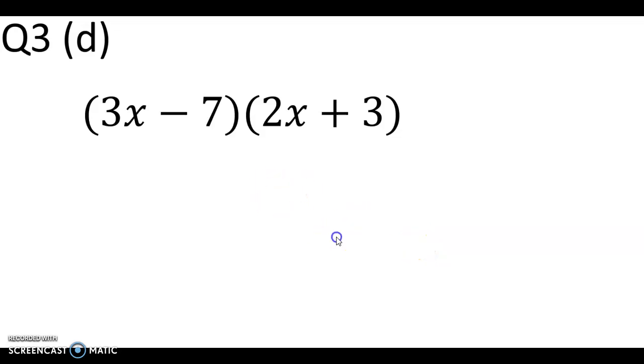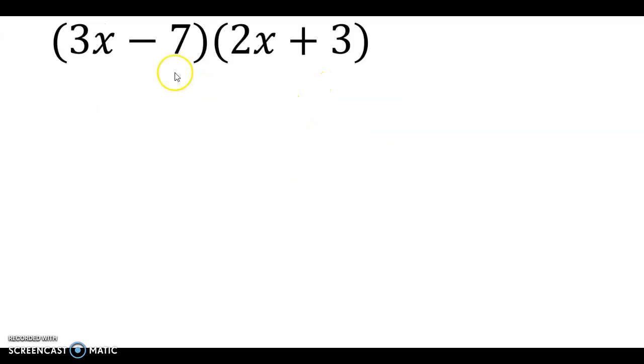So here we've got 3D, and basically you've got the same rigmarole again. You're multiplying here, brackets give indication of this, and you've got one bracket with two things in it and another bracket with two terms in it. So you've got to multiply these out.